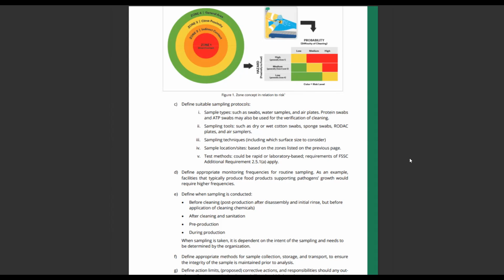And then you must also define suitable sampling protocols, which could include your swabs, your water samples, your air plates, your protein swabs, and ATP swabs. You can define that as you wish based on what you are using. You must also define the sampling tools you are going to use, whether dry or wet cotton swabs, sponge swabs, Rodac samples and air samplers, and also define the sampling techniques, the sampling locations, and the test methods that will be used.